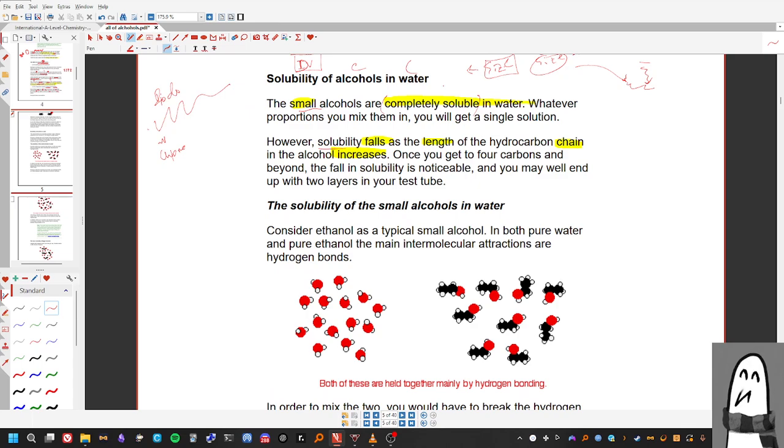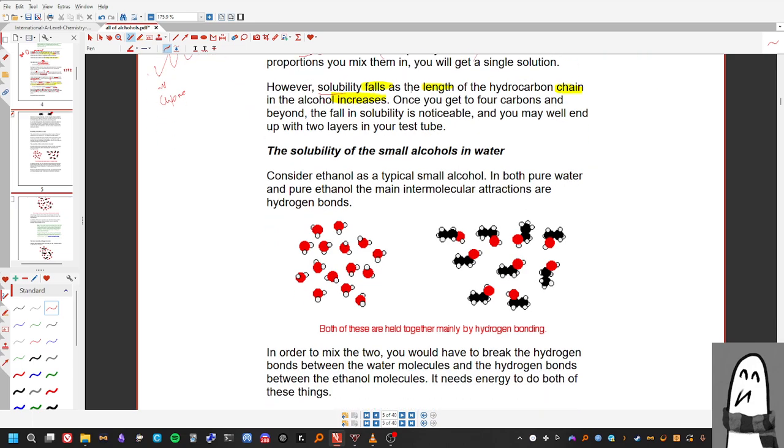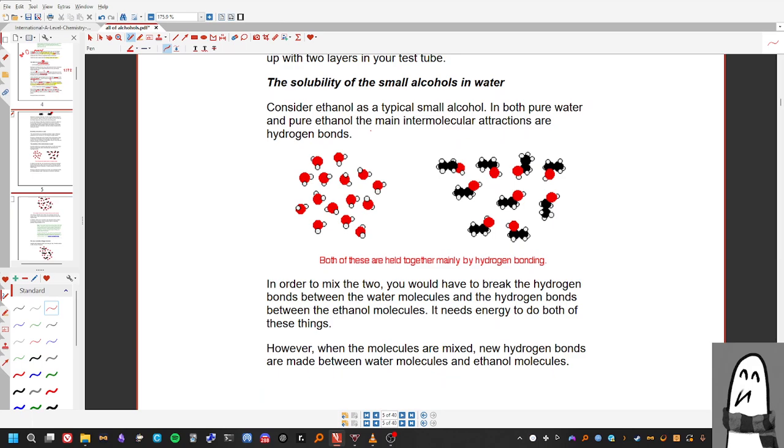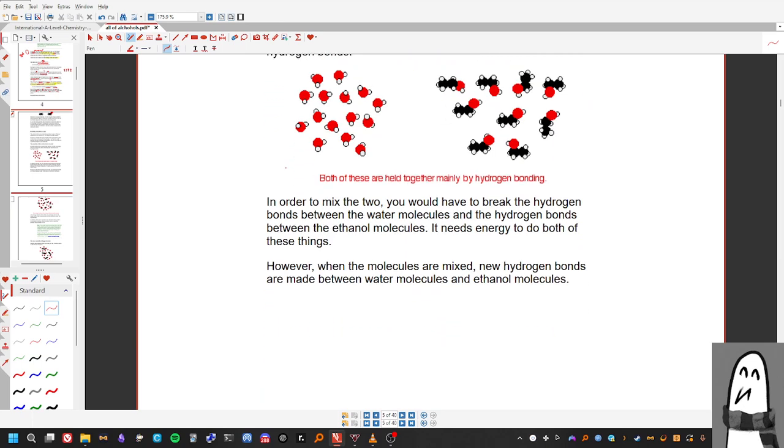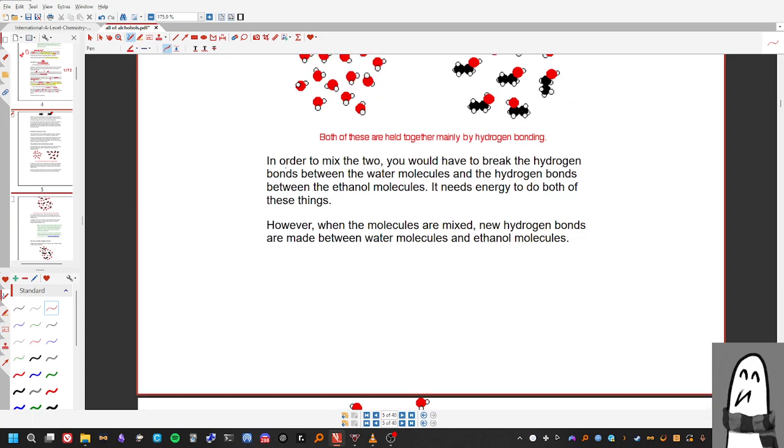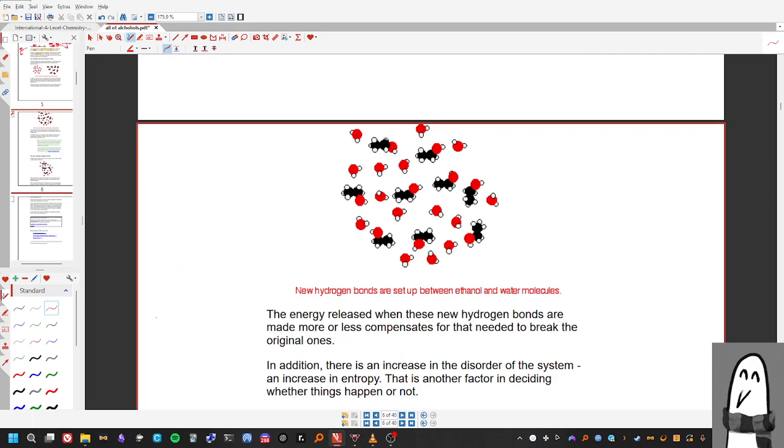The solubility of small alcohols in water. Consider ethanol as a type of small alcohol. In both pure water and pure ethanol, the main intermolecular attractions are hydrogen bonds. Now, in order to mix the two, you would have to break the hydrogen bonds between the water molecules and the hydrogen bonds between the ethanol molecules, which requires energy to do both. However, when the molecules are mixed, new hydrogen bonds are made between water molecules and ethanol molecules. As a result, the energy released when these new H bonds are formed more or less compensates for that needed to break the original ones.